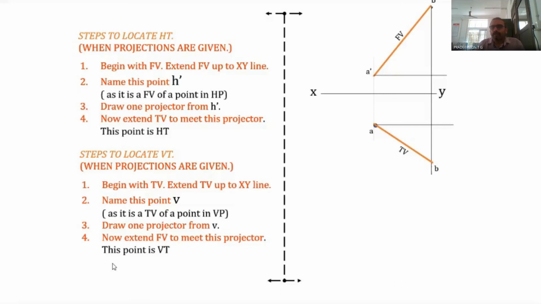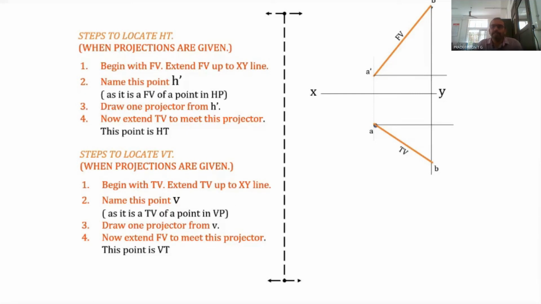So if we have the projections like this, see, here it is A dash, here is B dash. Actually, B dash is not fully visible, sorry. So A dash is here, as well as B dash is here, and A is here, and B is here. So the complete projection of a line is given.